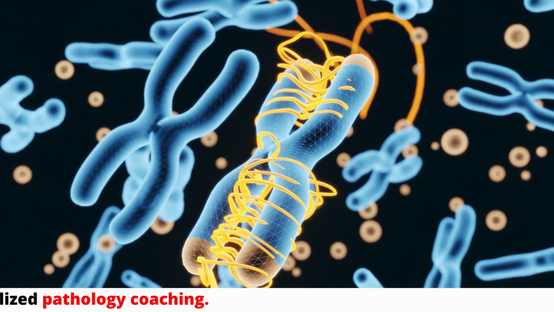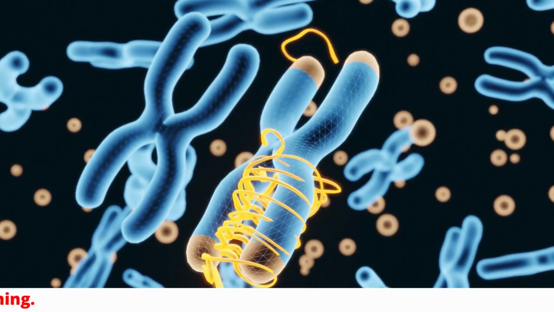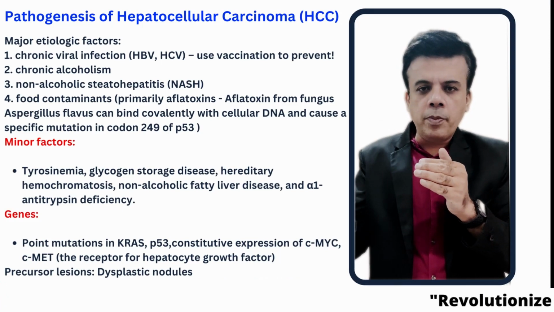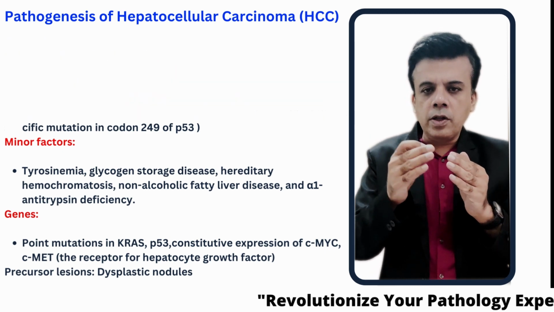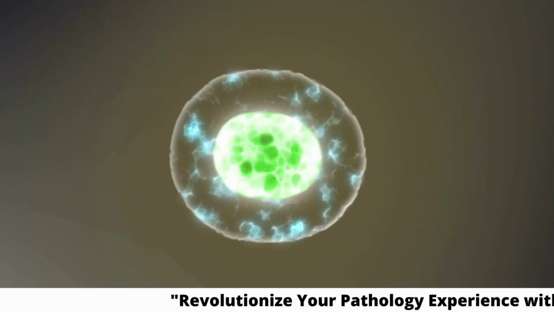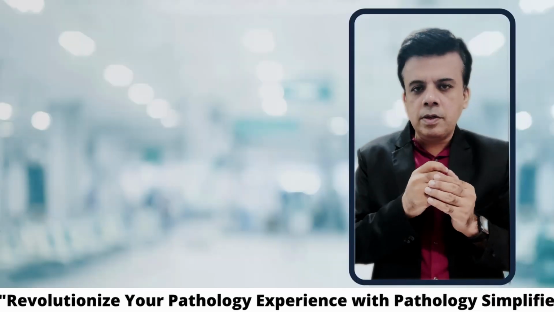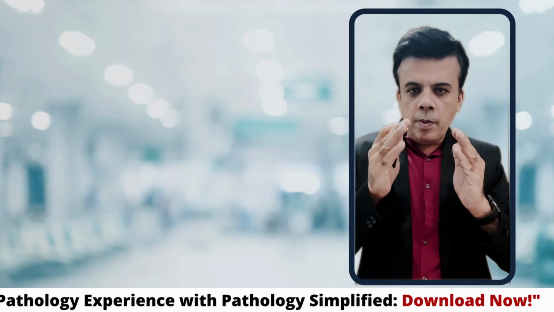Now, hepatocellular carcinoma generally develops, the tumor mass develops from a low-grade dysplastic nodule to a high-grade dysplastic nodule, and in that transformation many genetic mutations occur, like KRAS and P53, which are the common mutations. Apart from that, many other genetic mutations have also been deduced in these stages: low grade, high grade, and then hepatocellular carcinoma.